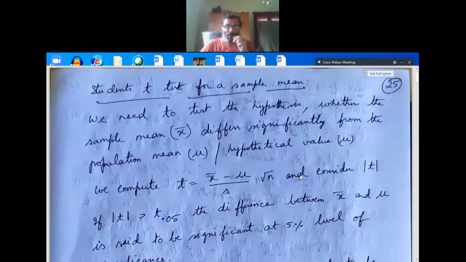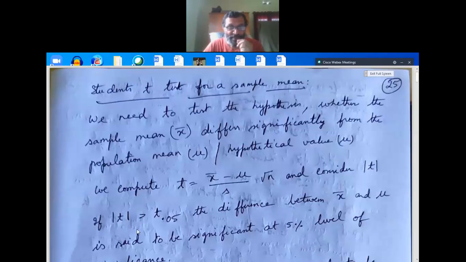Okay. Now here what we do, we compute t equals (x bar minus mu) by s into root n. X bar is the sample mean, mu is the mean of the population, s is the standard deviation, which we'll see later, and n is the number of elements. And consider mod t. The mod t value, from the Student's t-distribution, will be given, or if the value is not given, the table will be given.